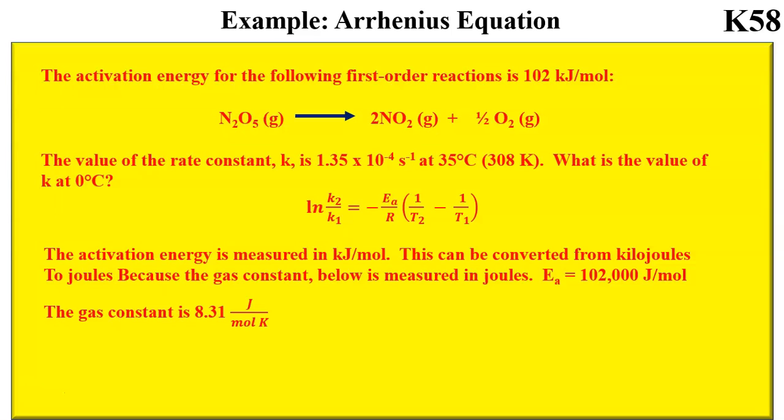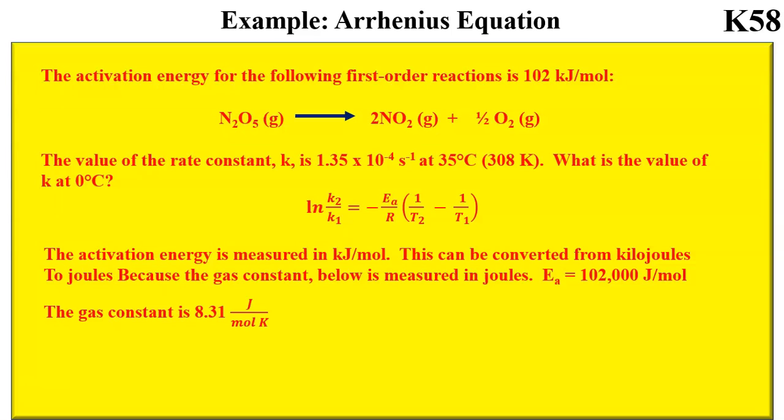So the activation energy for the following first order reaction is 102 kilojoules per mole. So that's the EA. And there's the reaction, again, a decomposition reaction. The value of the rate constant K is 1.35 times 10 to the minus 4, 1 over seconds, at 35 degrees centigrade, which is 308 degrees Kelvin. What is the value of K at 0 degrees centigrade?